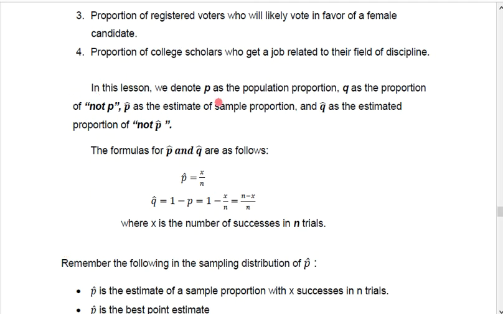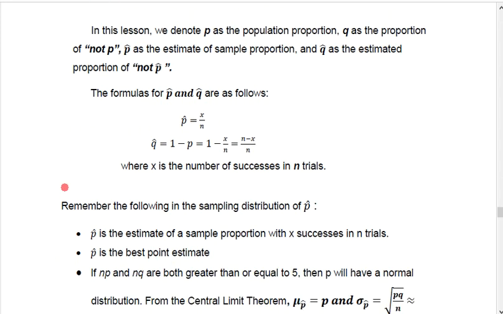So, in this lesson, we denote P as the population proportion and Q as of not P. So, hindi siya P, which is Q, okay? Kung hindi siya P, siya ay Q, okay? So, ibig sabihin, siya ay opposite ng P. Yung Q ay opposite ng P. Okay? So, P hat as the estimate samples proportion and Q hat as the estimated proportion of not P. Okay? The formula of P hat and Q hat are as follows.